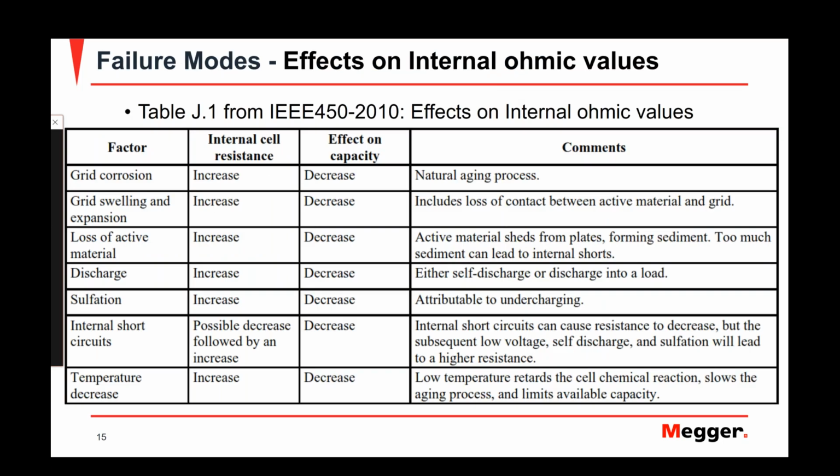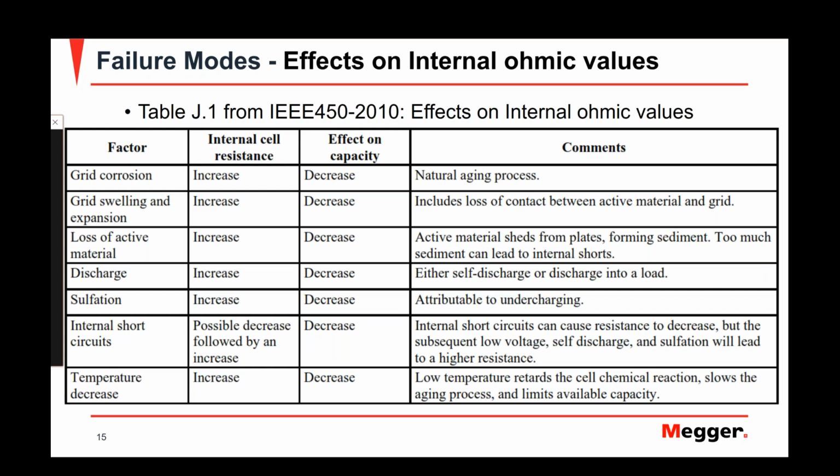So now let's take a look at this table from the IEEE 450. Now, in this table, we can see that there is a correlation between impedance values and the capacity of a battery. Now, we also see that the majority of failure modes will work to increase impedance of the battery here. And that also, as the impedance increases, the capacity of the battery decreases.